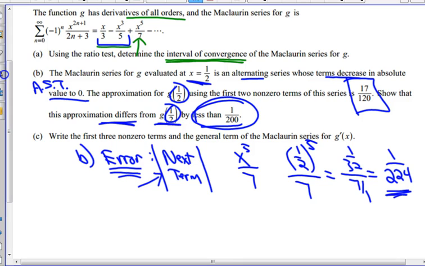All right, let's do part B. I'm sorry, that was part B. Let's do part C. The first 3 non-zero terms, the general term for the derivative. Not too bad.